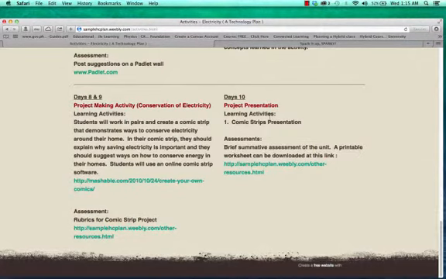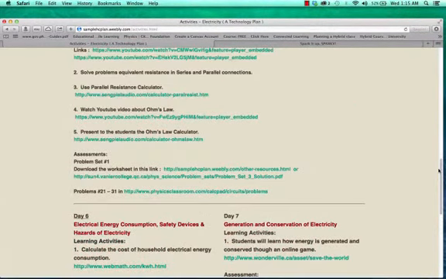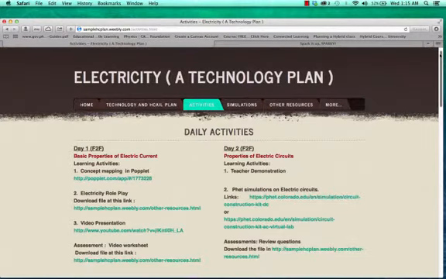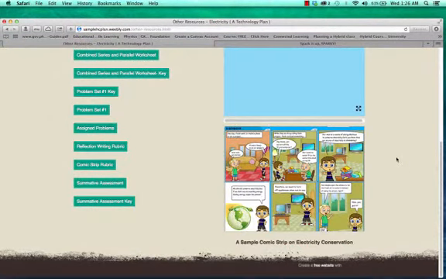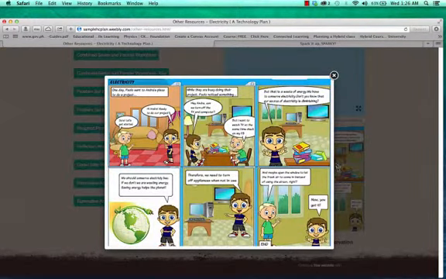So the students are going to present all their comic strips output, and the rubrics for comic strip project will be used for rating their outputs. After the presentations, the students will answer a brief summative assessment of the unit. A printable worksheet can be downloaded at this link. So at the end of the unit, the students are expected to make a comic strip. And here is a sample comic strip on electricity conservation. This comic strip is created in Toonduo, one of the suggested comic strip websites.